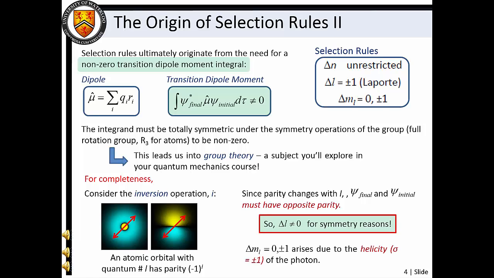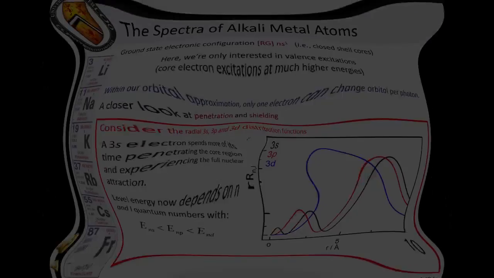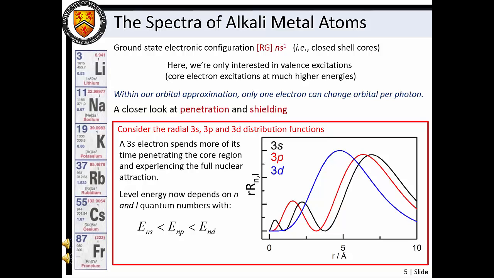The use of symmetry arguments such as this can significantly reduce the necessity for brute force mathematical treatment. Let's come back up a few levels of detail and take a look at the spectra of alkali metal atoms.